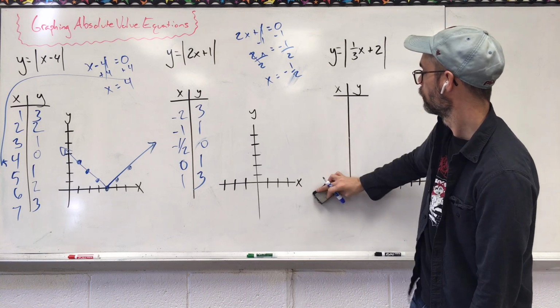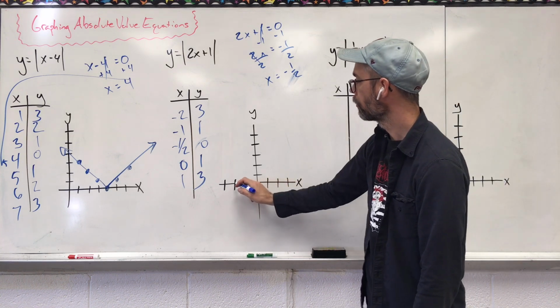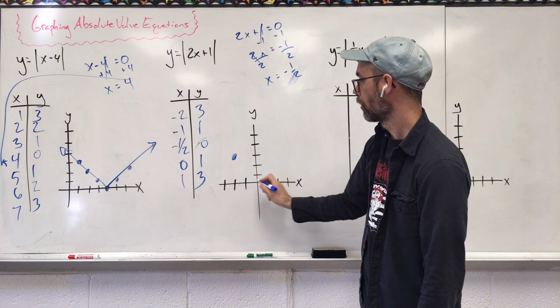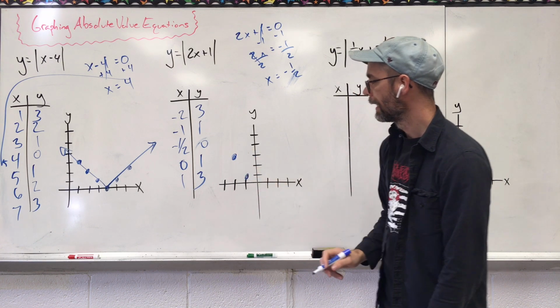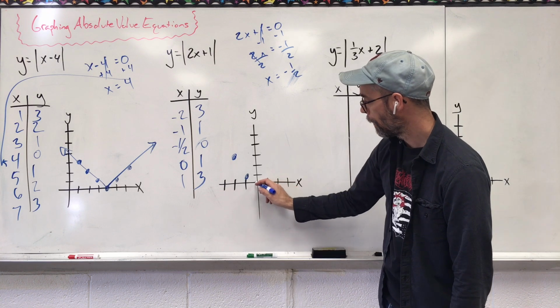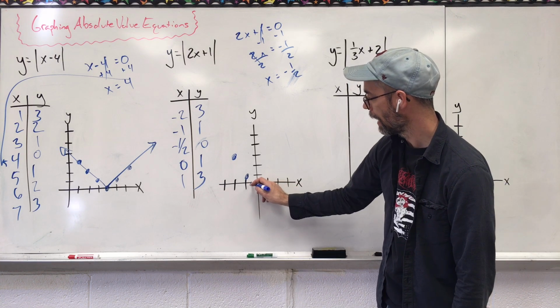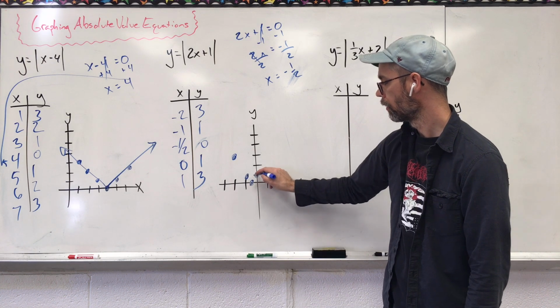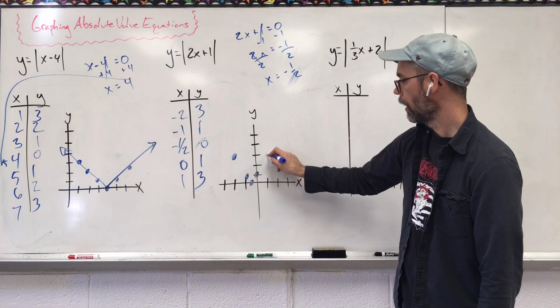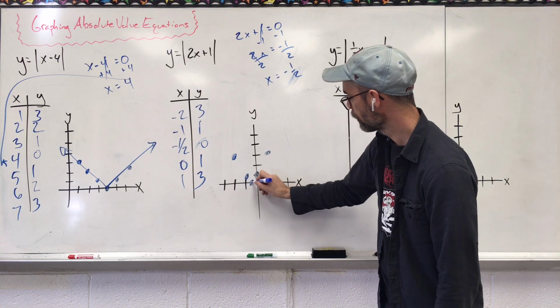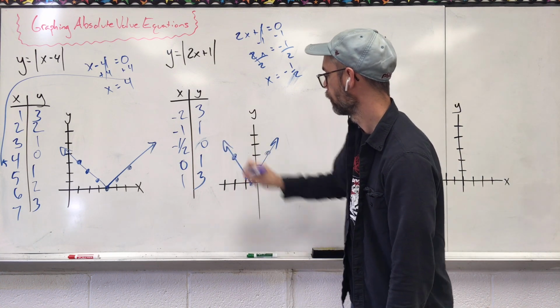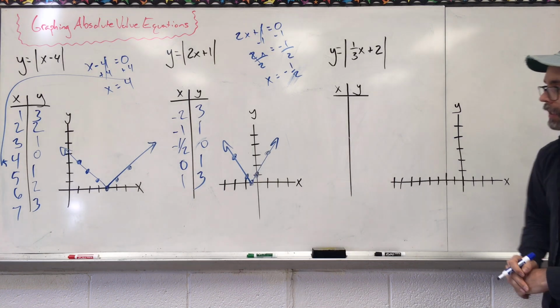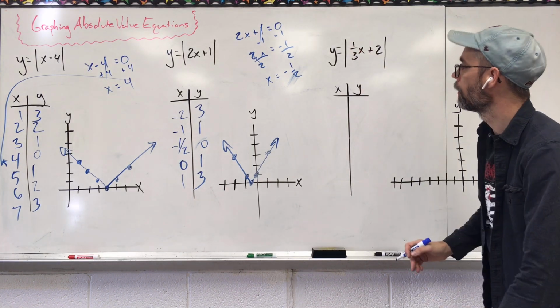Now, let's plot all that. Go back 2, up 3. Go back 1, up 1. Here's where it gets a little weird. Go back a half, go up and down 0. Go over 0, go up 1. Go to the right, and then up. And you can still see a V forming. And we put those arrows on the end because this graph keeps going on and on forever.